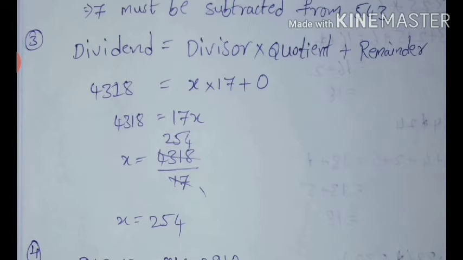equal to divisor x into quotient 17 plus remainder 0. There is no remainder because the number must be completely divisible by 17. So 17x equal to 4318. Then x equal to 4318 by 17. By doing the division, we are going to get the number x equal to 254. That is a divisor.